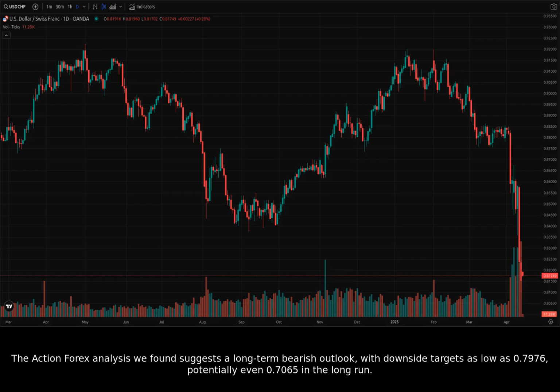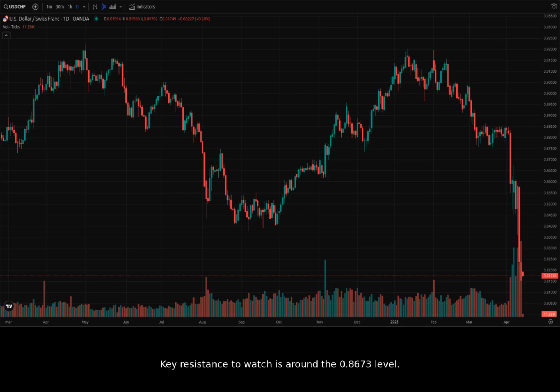0.7976, potentially even 0.7065 in the long run. Key resistance to watch is around the 0.8673 level. A break above that could signal a potential shift, but for now, the trend remains bearish.